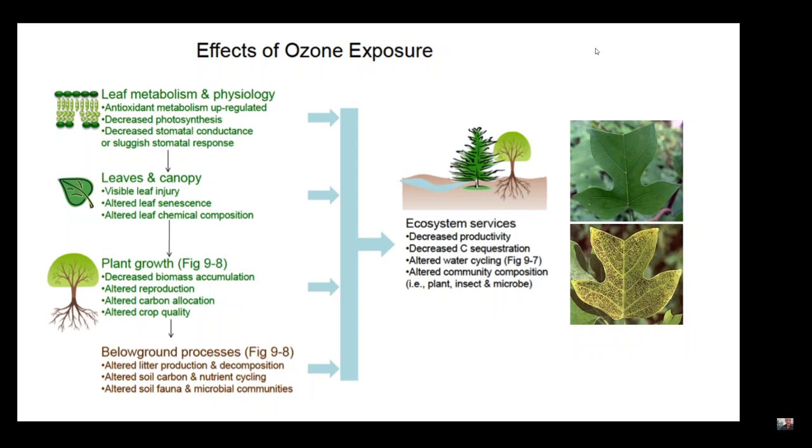And then below ground processes, we have altered litter production and decomposition. It's not breaking down because you have less plants. Altered soil carbon and nutrient cycling, then altered soil fauna and microbial communities, right? So it really does affect this whole biome of systems when there is a lot of ozone in the atmosphere. And then when it comes to ecosystem services on the right side, we have decreased productivity and decreased sequestration.